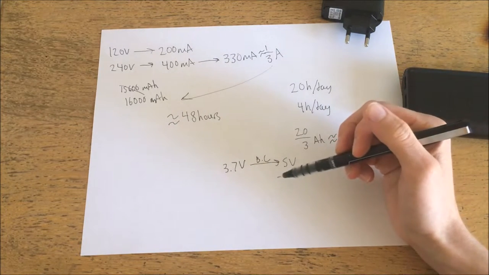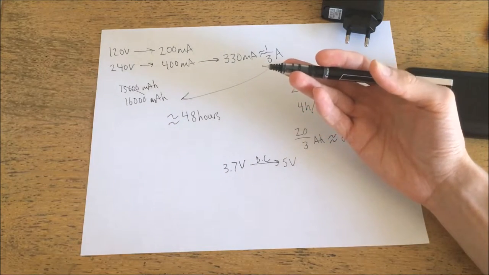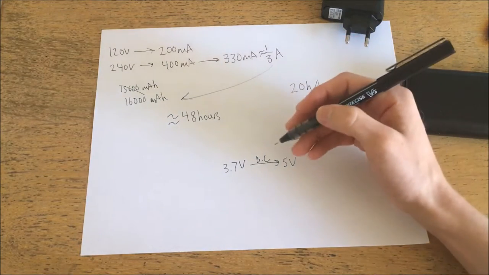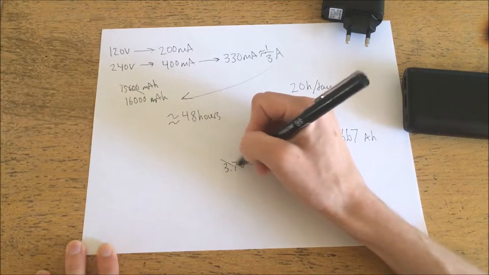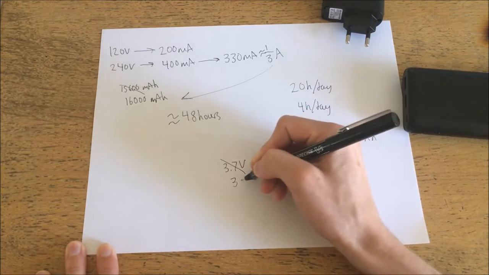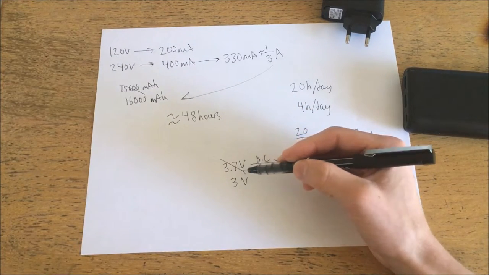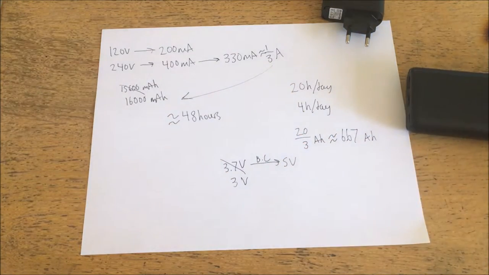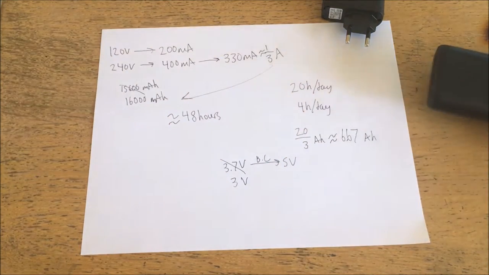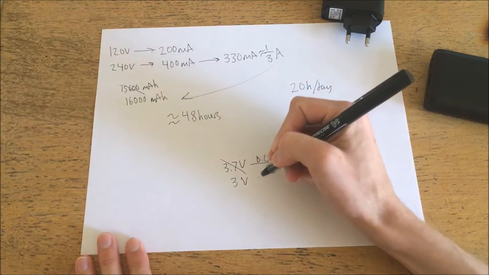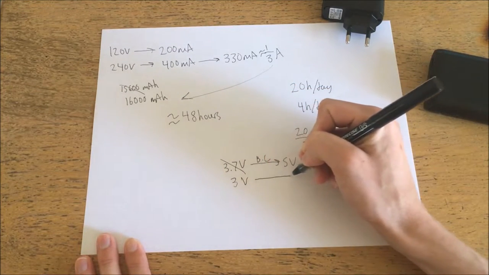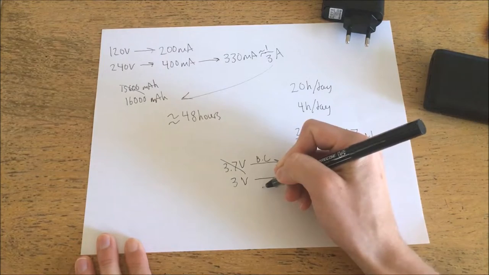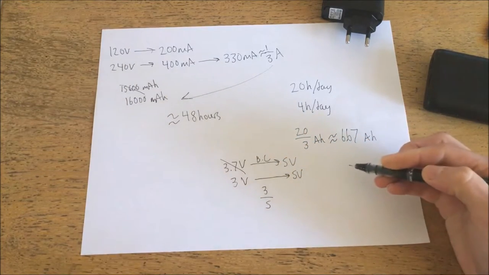So just to make the numbers easier and eliminate the need for the efficiency calculation, let's just be fairly conservative and round this down to just 3 volts. That 0.7 volts difference is going to make up for the efficiency issues associated with the boost converter. So really, we're going from a 3 volt cell voltage up to 5 volts, and that is a 3:5 ratio.